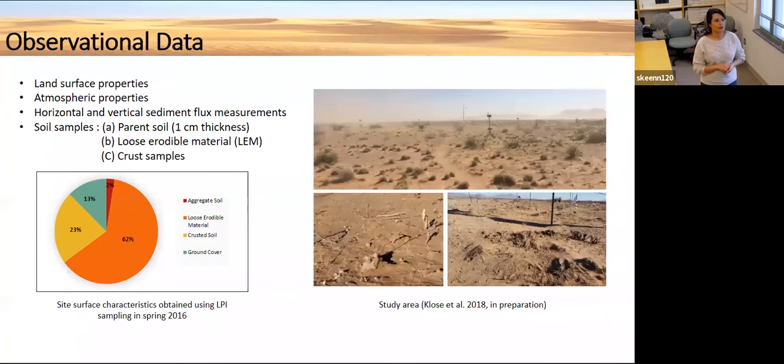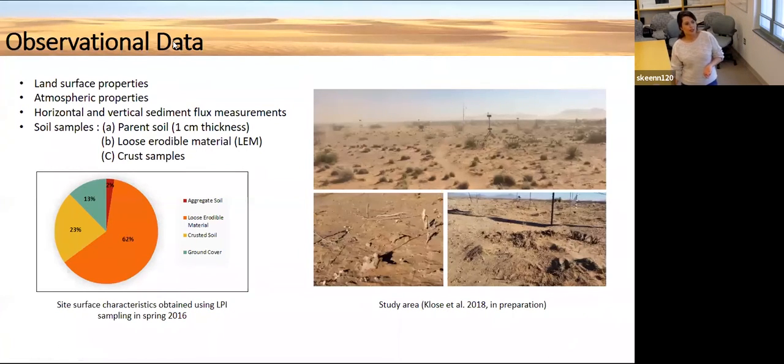So in general, we can say that we were collecting four different categories of observational data. First, we focused on land surface properties, which are data related to the total land cover and vegetation cover using the LPI method. And then we were collecting atmospheric properties using the met tower, and then we were collecting horizontal and vertical sediment flux data using DustTrak and sand traps. And then we collected three different soil samples: first, the parent soil, which was the one centimeter of topsoil, and then loose erodible material and crust samples.